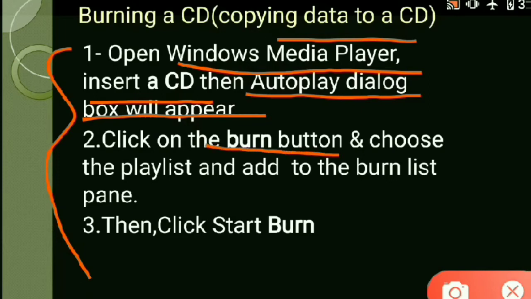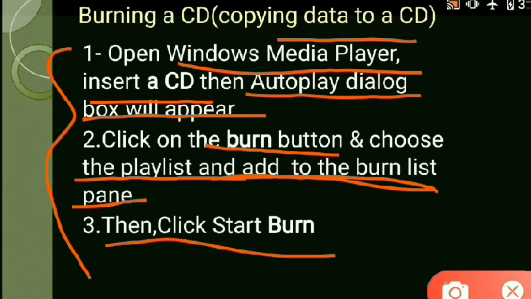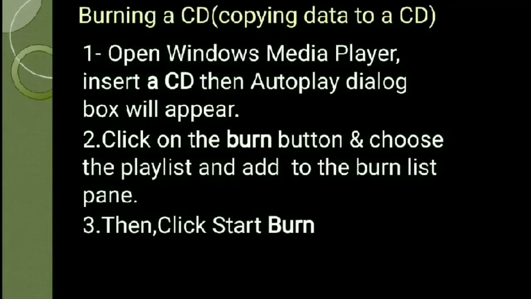It is shown on the Windows Media Player screen. Then choose the playlist and add it to the burn list pane. This is your choice, which you want to add to the burn list pane, because you want to save that thing on a CD. After adding it to the burn list, the burn process will start and you can see the result in the burn list pane, showing that the burn has been completed. I will tell you these steps with the help of an example.